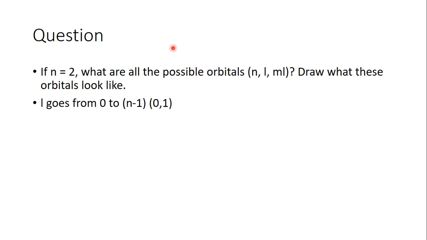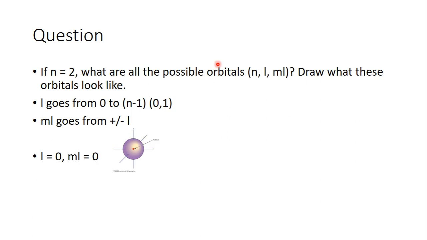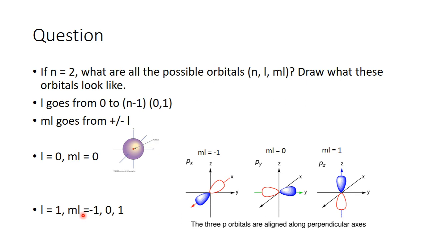Alright. So we know L goes from 0 to n minus 1. So you can only have 2 values, 0 and 1. m sub L goes from plus to minus L. So our highest L number is 1, so it would be minus 1, 0, and plus 1. So let's say we have n equals 2, L equals 0, m sub L equals 0, you get a sphere. L equals 1, m sub L of minus 1, 0, and 1, you get your p orbitals along the different axes.